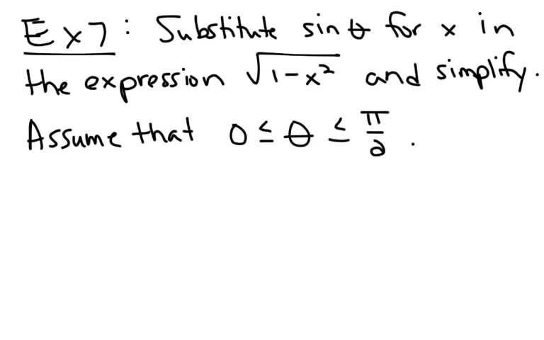The last thing we're going to talk about is a trigonometric substitution. Substitute sine theta for x in the expression square root of 1 minus x squared and simplify. Assume that theta is between 0 and pi over 2.